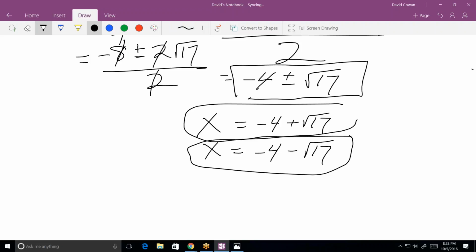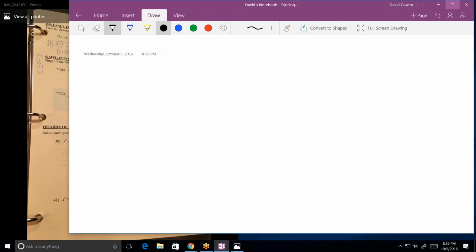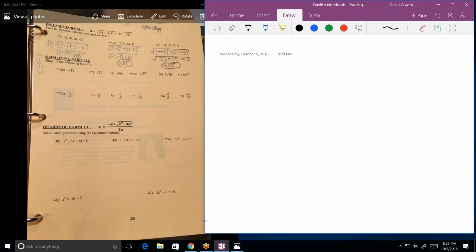If I convert this to a decimal, then I'm going to approximate an answer. If I want an exact answer, I leave it in terms of radicals. That's the thing about irrational numbers: they're more exact when you leave them as irrational numbers. That's why you don't use 3.14 for pi.